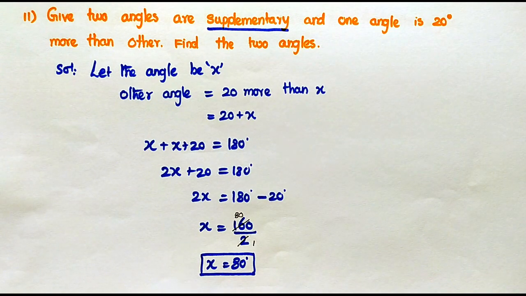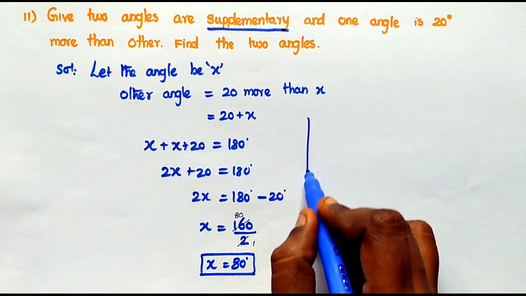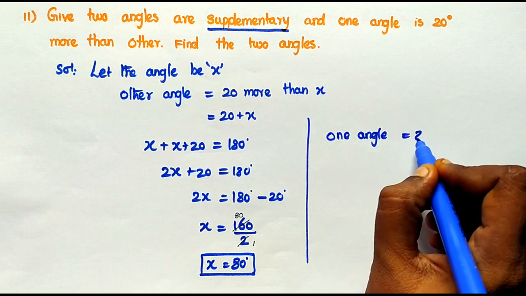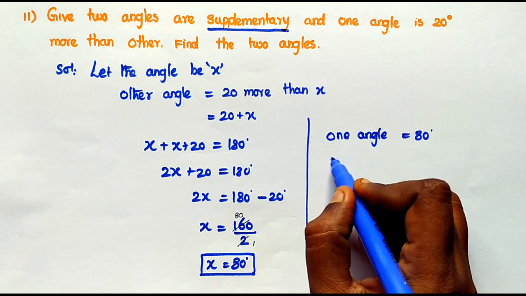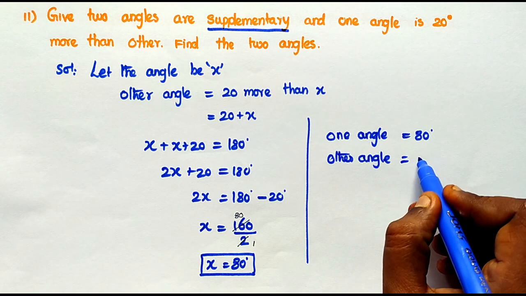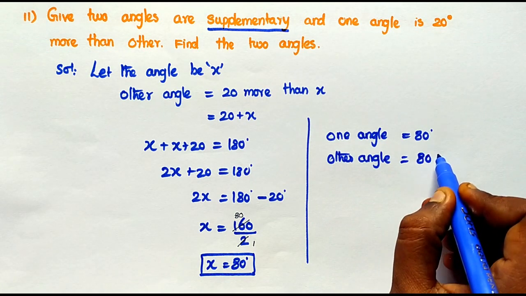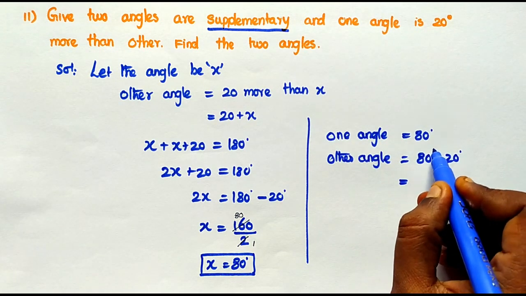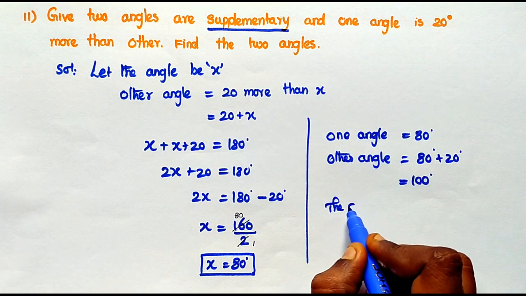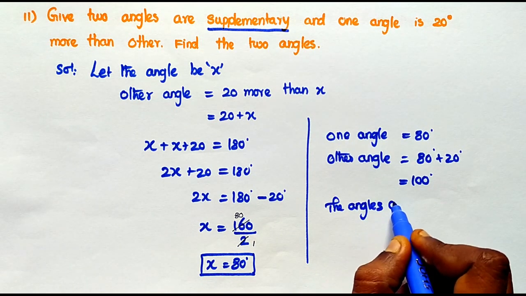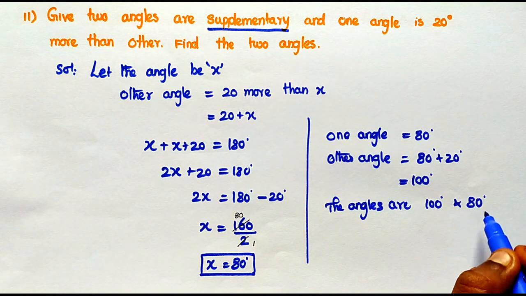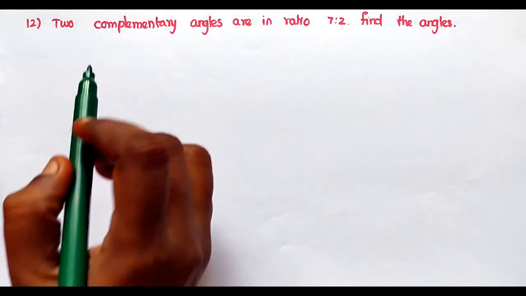Now another angle equal to 20 plus x. So 80 plus 20, that is 100 degree. So the angles are 100 degree and 80 degree. That is the answer. 12th sum.